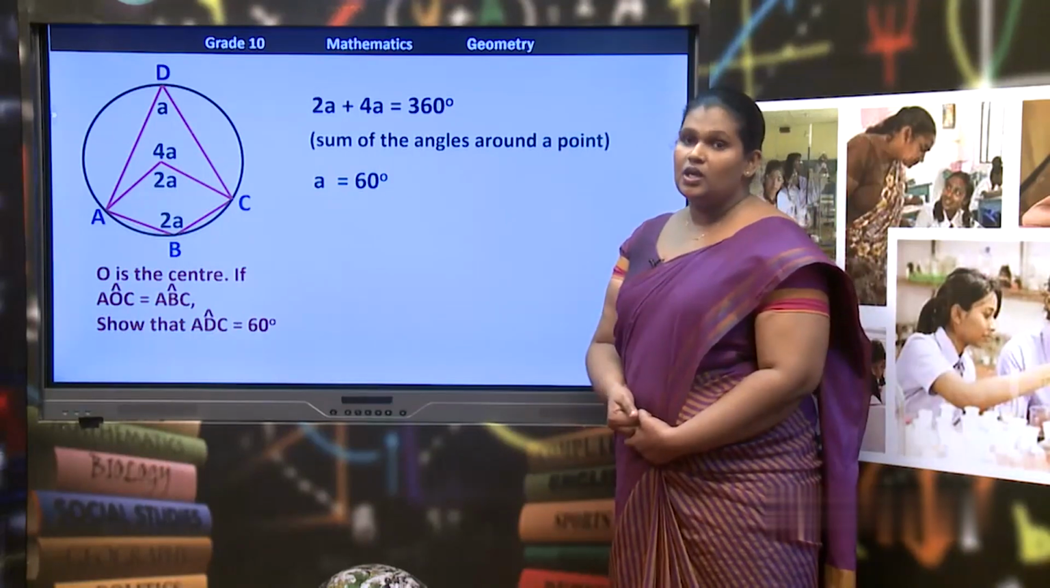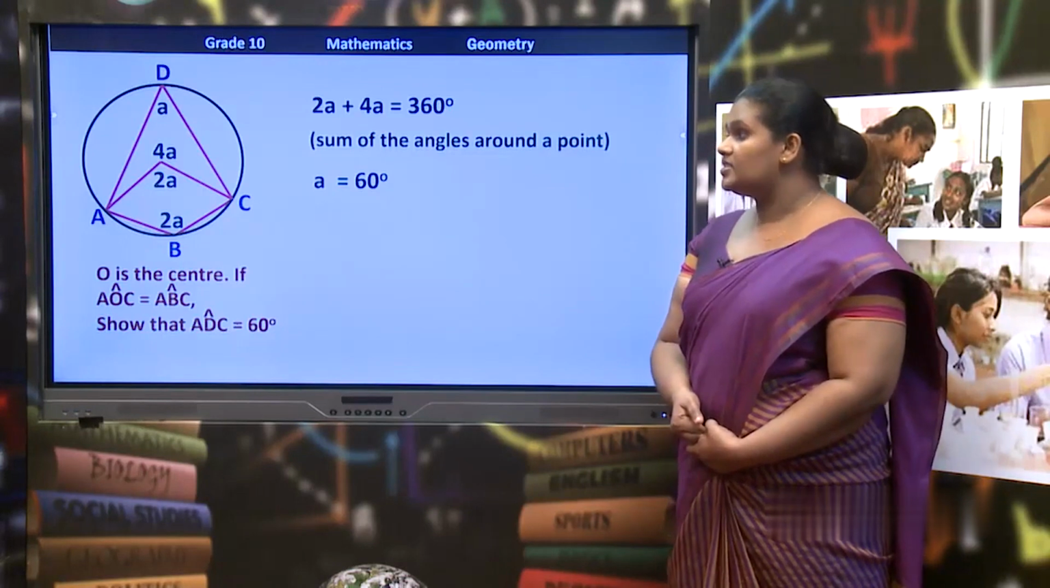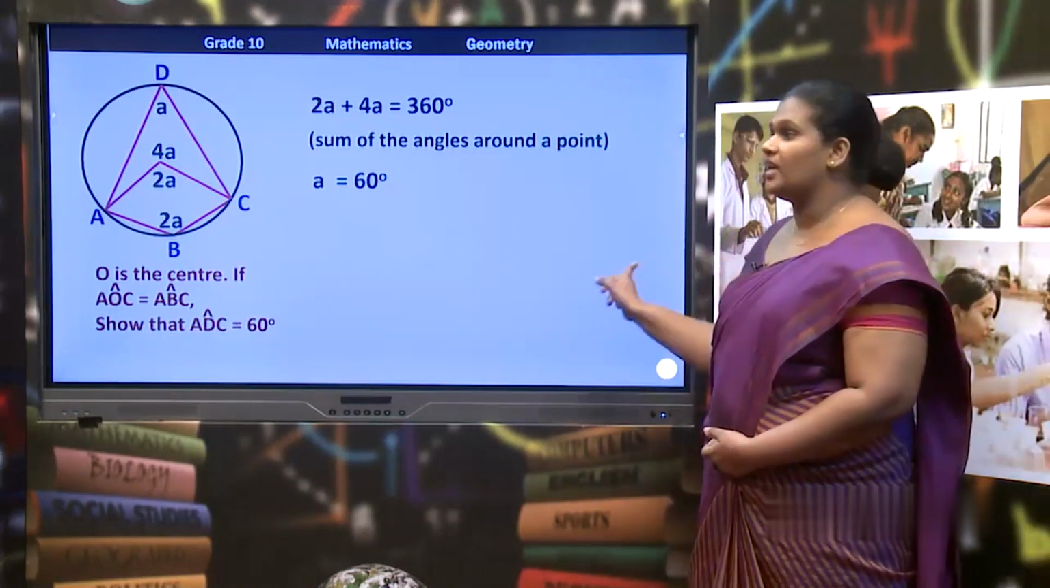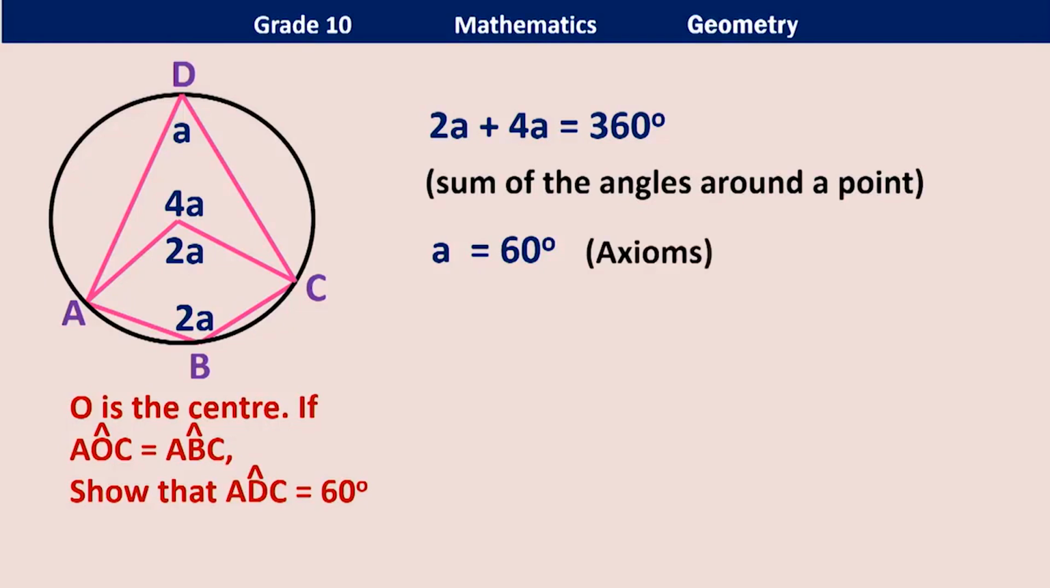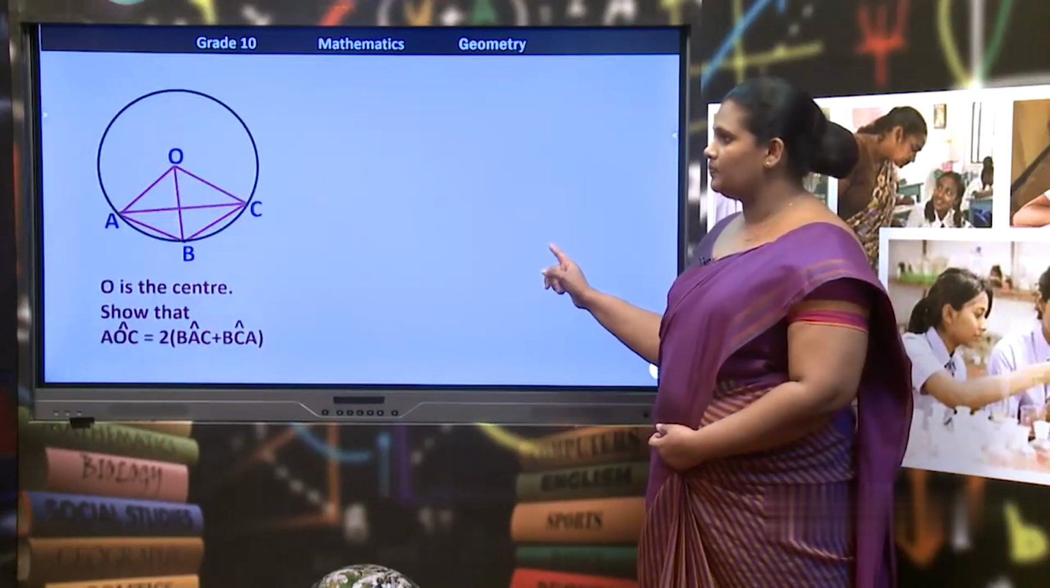So, we know that we got A as the angle ADC. Therefore, we can say angle ADC is equal to 60 degrees. That is what we were asked to find in this question. So, we have shown that angle ADC is equal to 60 degrees. Right. That is the end of the first question related to proofs. We will move on to another question.